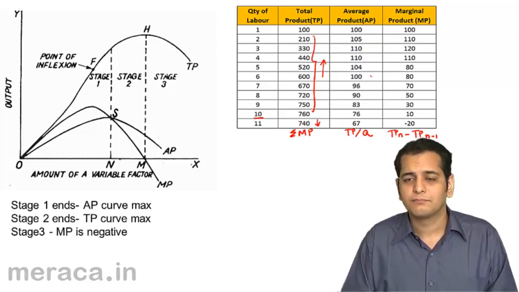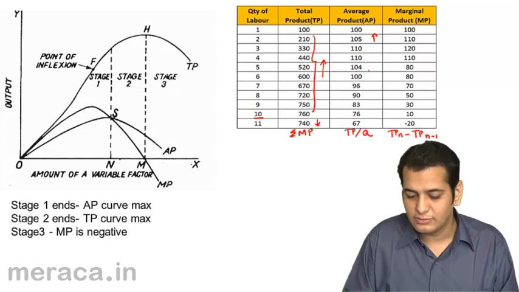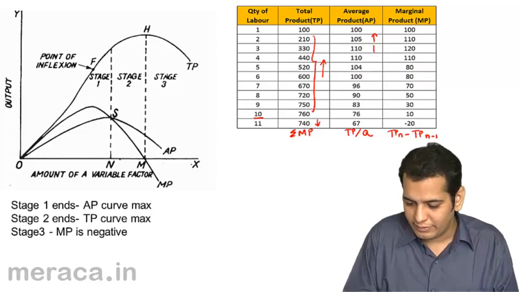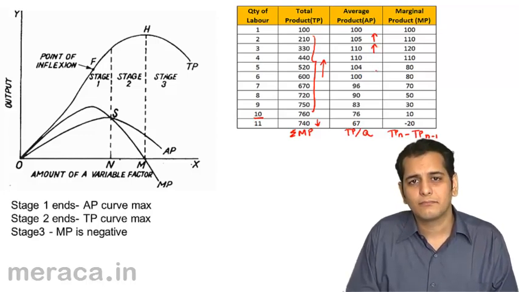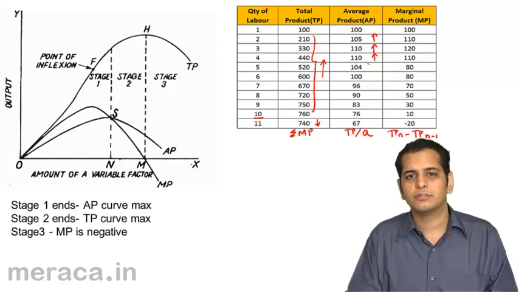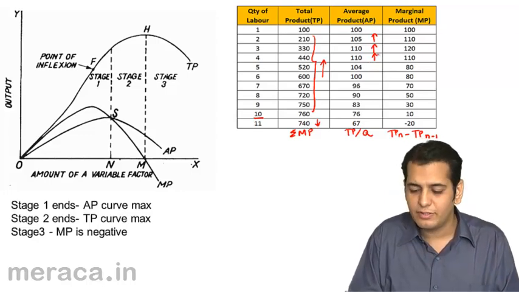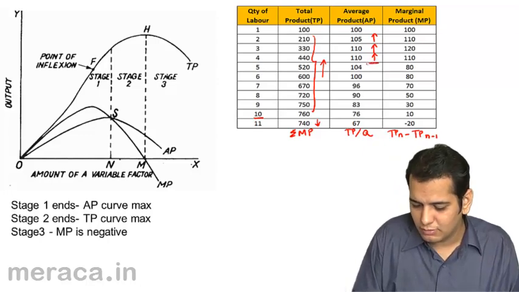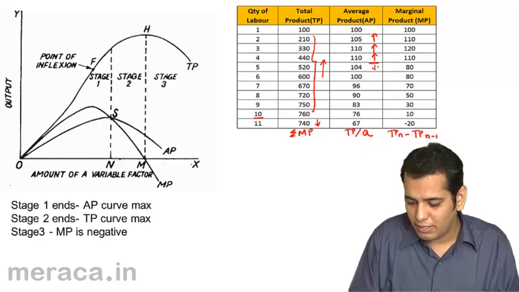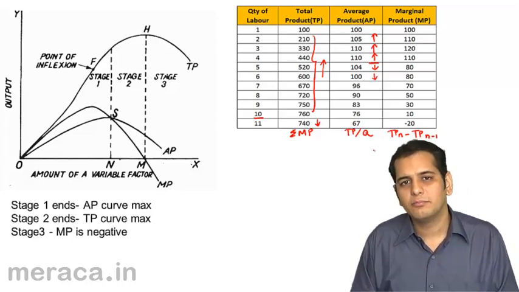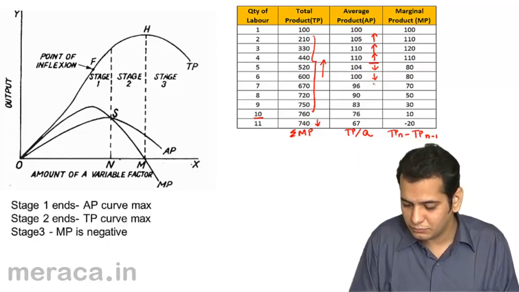In this column, we see that average product is increasing when we increase the number of laborers from 1 to 2. When there are 3, it is still increasing. When there are 4, it is almost constant. It is steady where it was when there were 3 laborers. But after this level, my average product is going down. As I am increasing my labor, my average product is going down throughout.